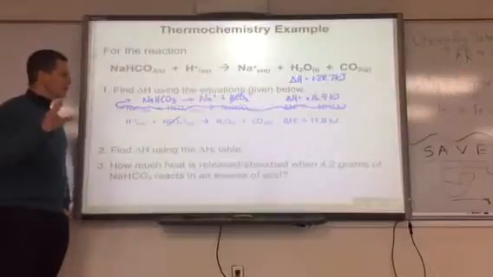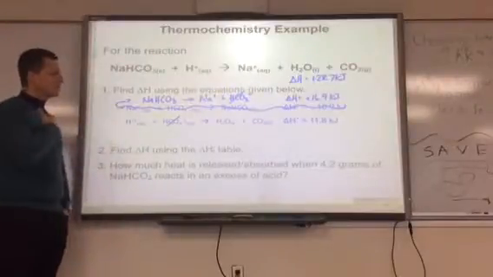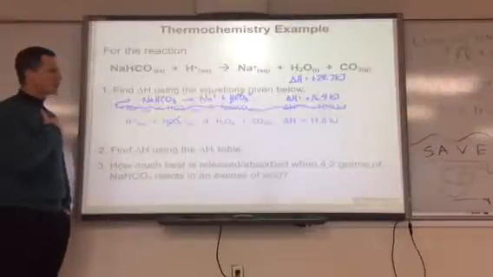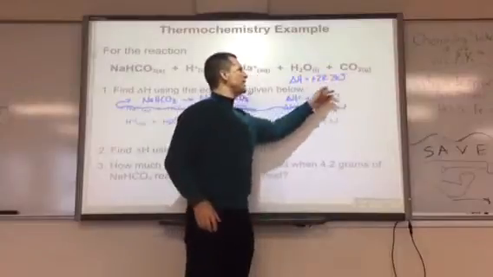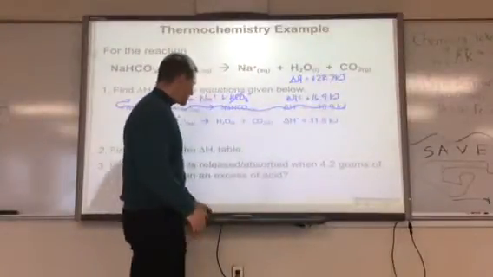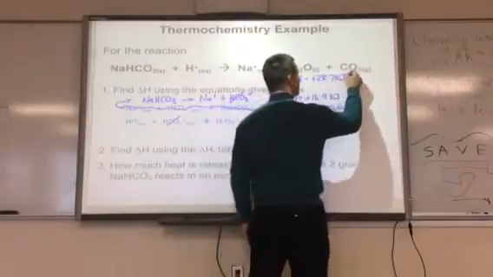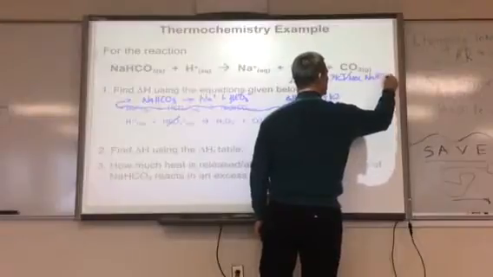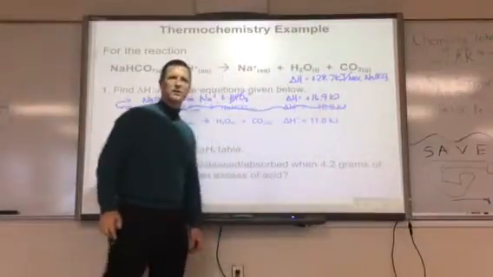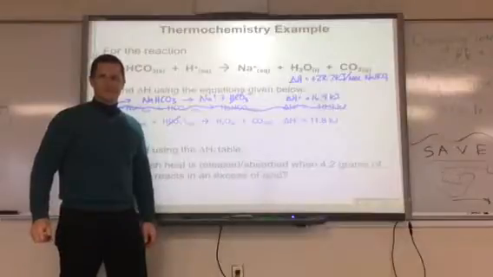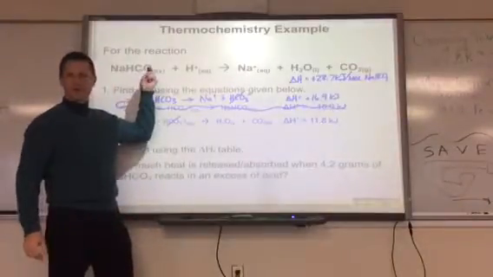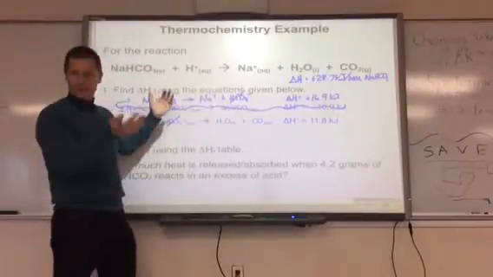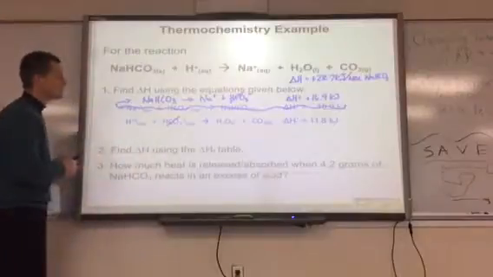Now, I don't think we're going to do this part either, but how much heat is released or absorbed when 4.2 grams of sodium hydrogen carbonate reacts? Because we have this for our delta H, this implies that is the amount of energy that would be taken in by 1 mole of baking soda. Do you agree that's per mole of baking soda? Why? Because the coefficient there is a 1. Yeah. If it were a 2, I would have had to multiply this through by 2, and we would have wound up doubling the delta H.